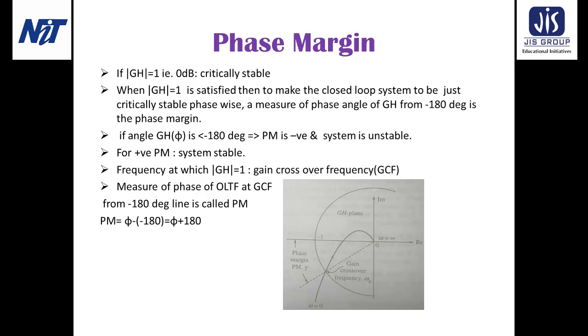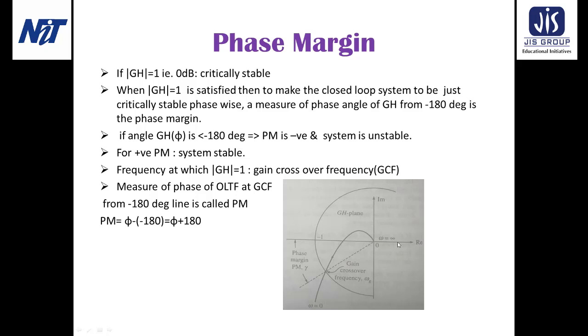Now, the frequency at which the mod of GH is equal to 1 is known as the gain crossover frequency, represented by omega g. And the measure of the phase of the open loop transfer function at the gain crossover frequency from the minus 180 degree line, this one being the minus 180 degree line, gives us the phase margin. That means phase margin is the difference between this 180 degree line and the angle made by the GH.